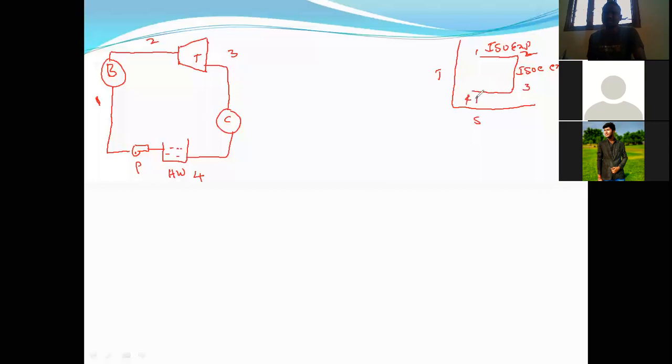isothermal compression. Now this will be constant volume heat addition. 4 to 1 will be constant volume heat addition. So this is according to this particular diagram. This TS diagram indicates exactly this particular layout.